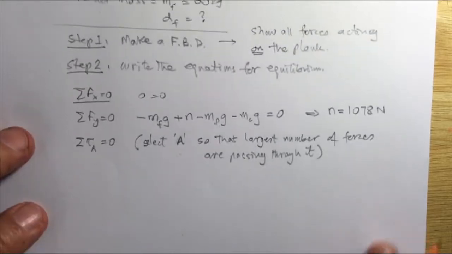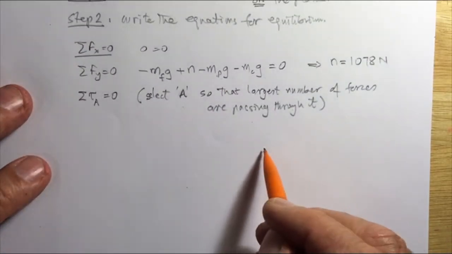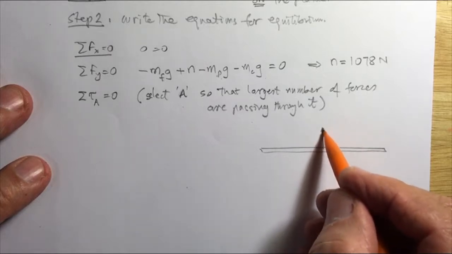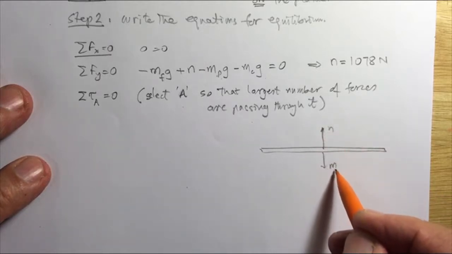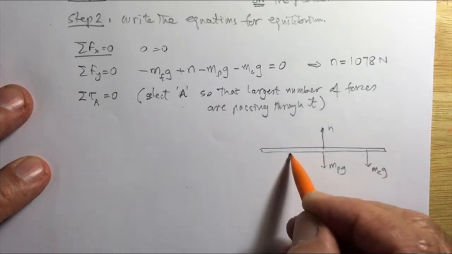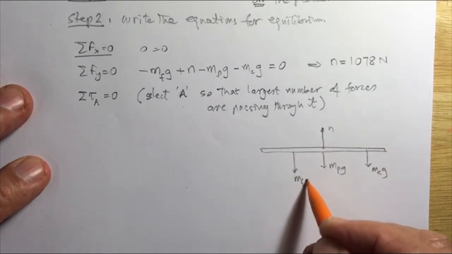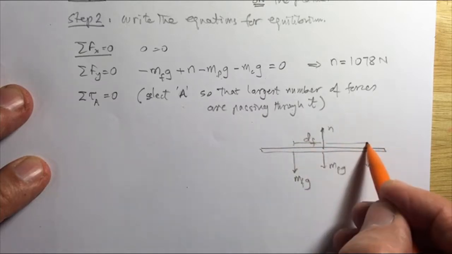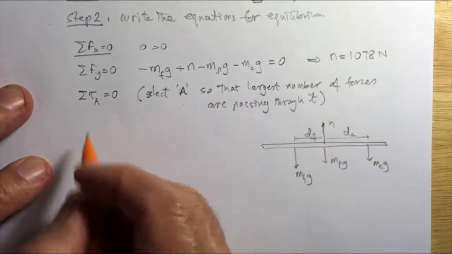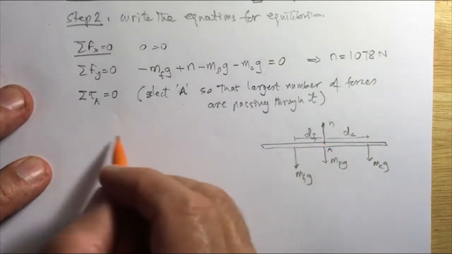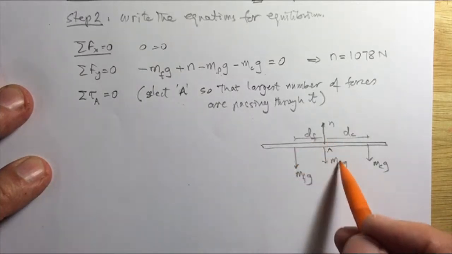Okay, I guess we need to make the diagram a little bit again, because it's going too far up. We have a normal force here. We have a mass of the plank G, mass of the child G, and mass of the father G, and this distance is dF, and this distance is dC. So now the torques about A are going to be the torque due to all the forces.